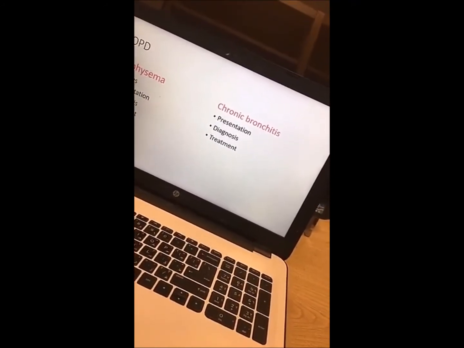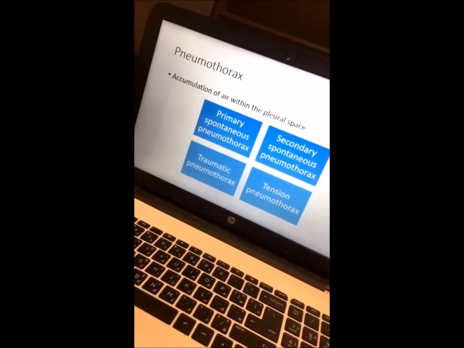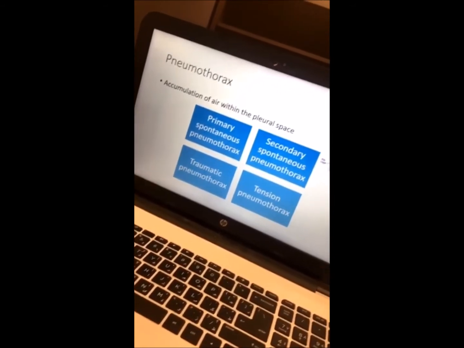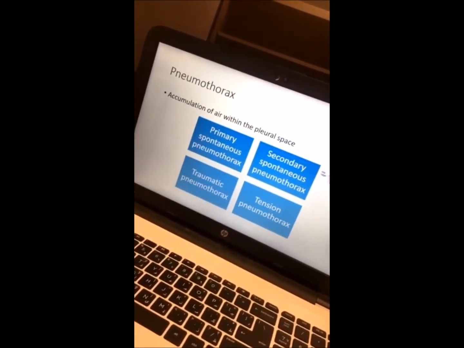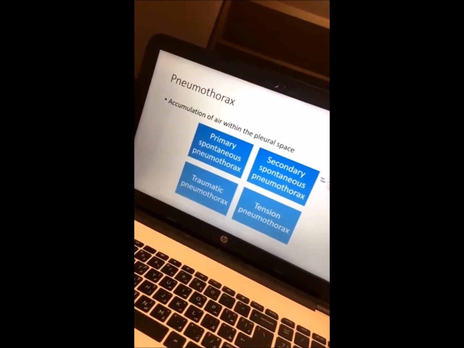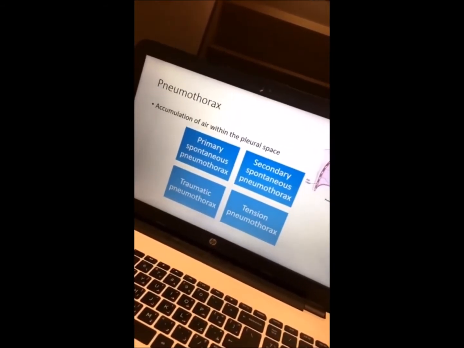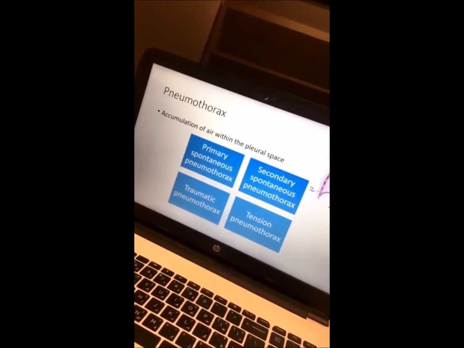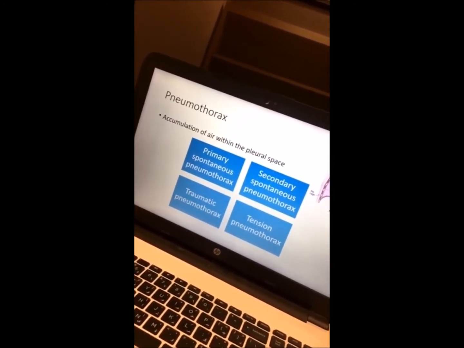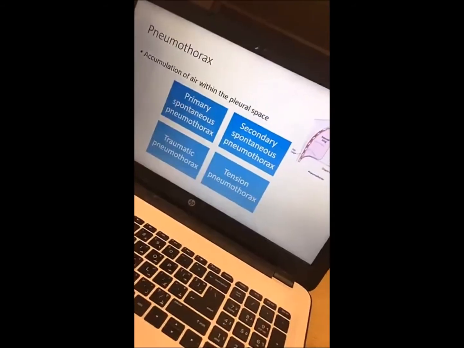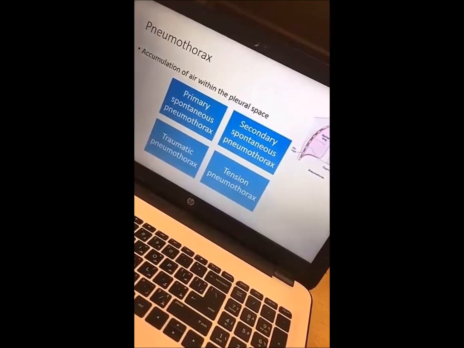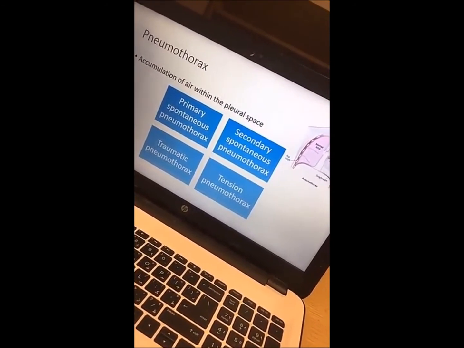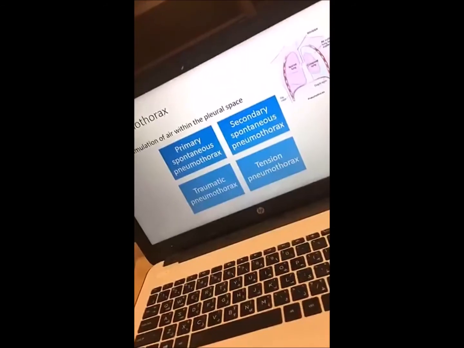For the treatment, now moving to pneumothorax, which is accumulation of air within the pleural space. The patient usually presents with dyspnea and unilateral chest pain. On physical examination, there will be decreased or absent tactile fremitus, hyperresonance, and diminished breath sounds on the affected side. It is classified as primary and secondary spontaneous pneumothorax, traumatic pneumothorax, and tension pneumothorax.